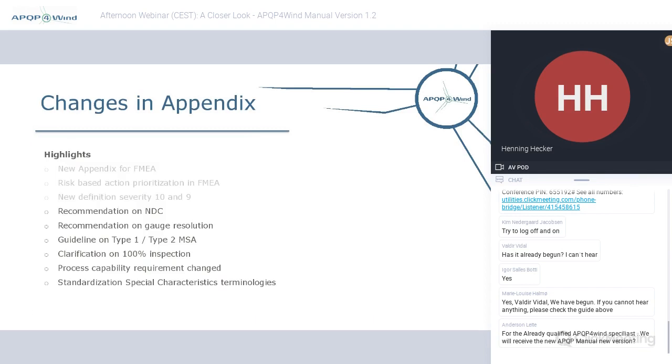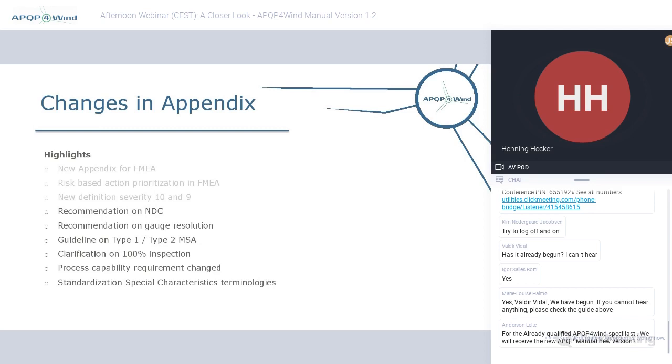Similarly, we have a few more changes under the appendix category. So we'll not go into very much detail here, but you can surely find them in the change log. One is recommendation on NDC added now, recommendation on gauge resolution added, guideline on type 1 and type 2 MSA, how to use, when to use, and benefit of both these types added now.